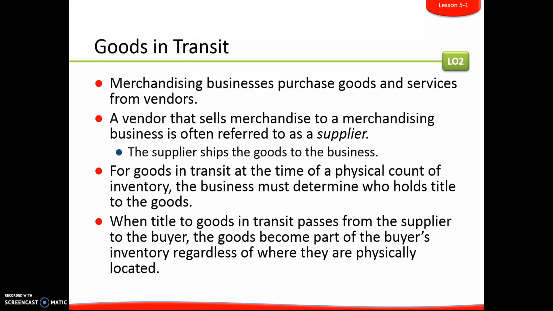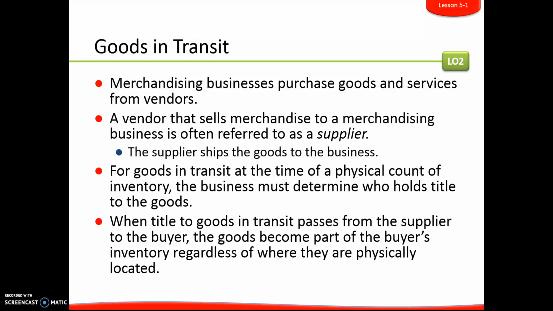So when we have goods in transit, merchandising businesses purchase goods and services from their vendor. A vendor then sells merchandise to a merchandising business, and we often refer to that as a supplier. So the supplier ships the goods to the business. When goods are in transit at the time of a physical count of inventory, that business has to determine who holds the title of the goods.